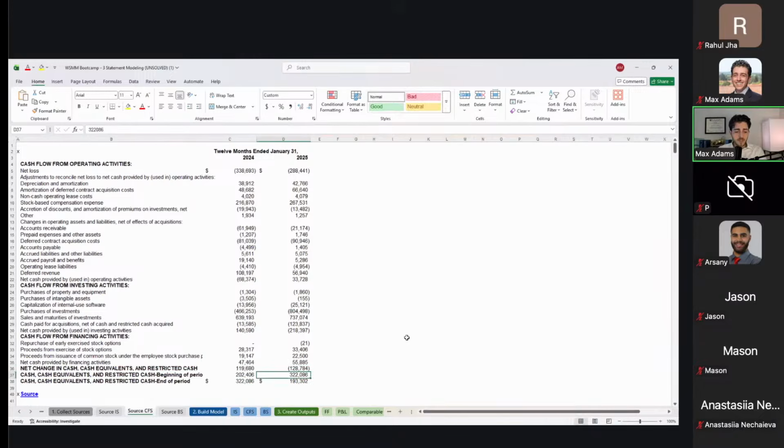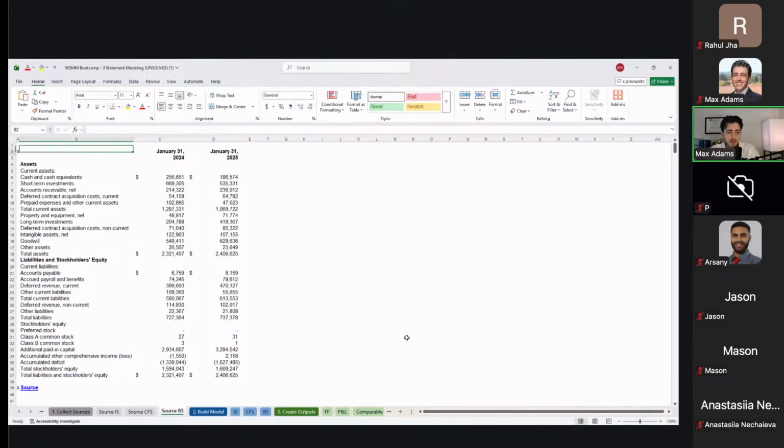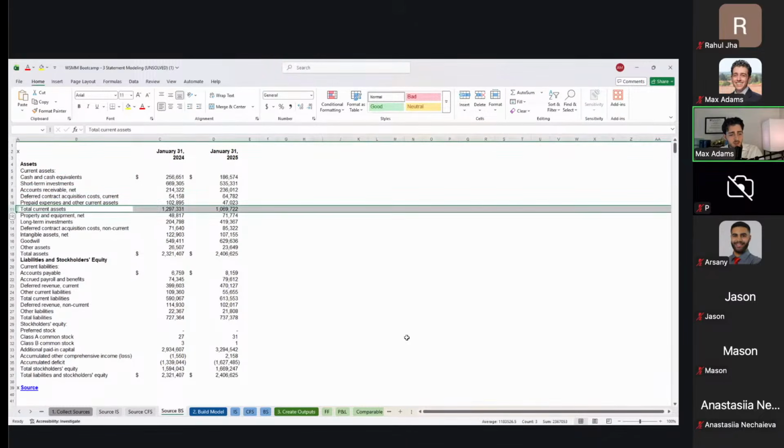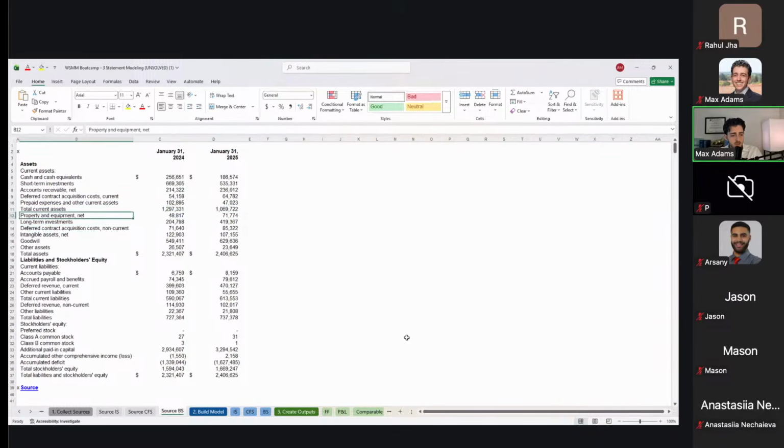Okay. Next up is the balance sheet. What do we got in the balance sheet? Well, we got assets equals liabilities plus equity. On the asset side, you've got current assets, which is cash, short-term investments, accounts receivable, deferred contract acquisition costs, prepaid expenses. That gets us our current. And then you've got your PP&E, your investments, all that good stuff. That gets us to the total, and so you've got about $2.4 billion of assets. And then in terms of liabilities, how did they pay for those assets? Well, they paid for it with current liabilities, so accounts payable, deferred revenue, all this good stuff. And then they also paid for it with equity.